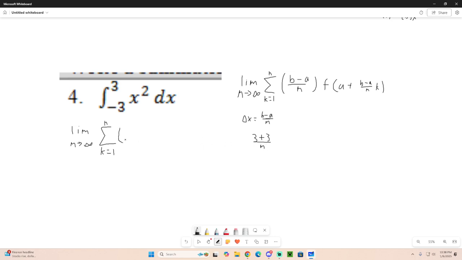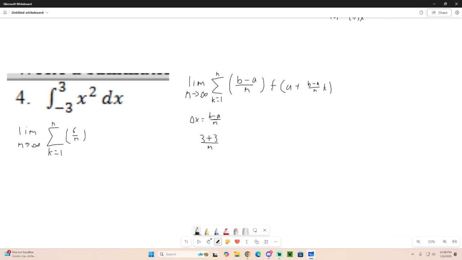So we're going to start it off with 6 over n. That is this part right here. Now we need to get this part right here, right? f of x is x squared, right? So you can just plug in all the b's and a's.